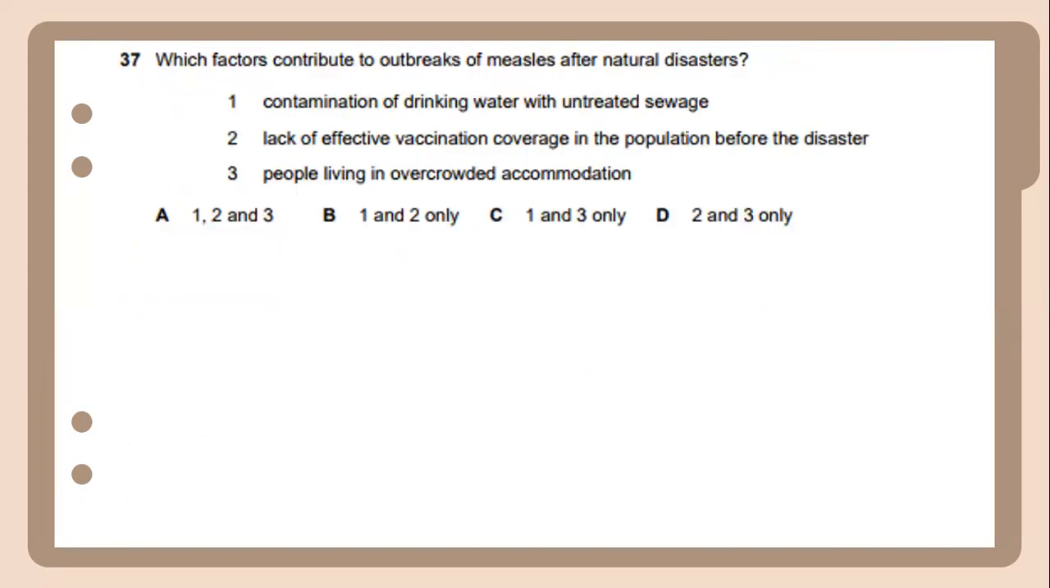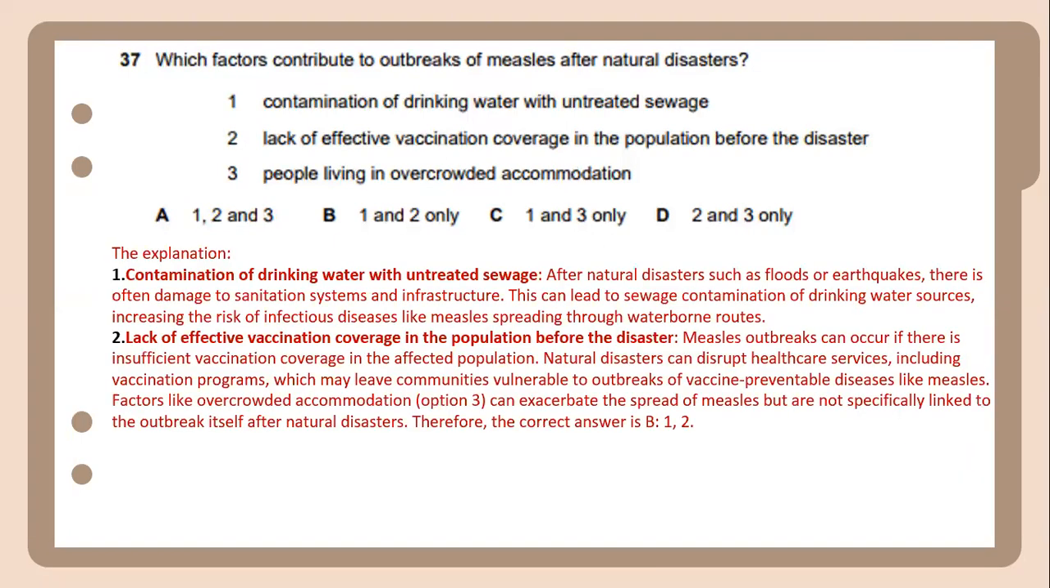Which factors contribute to outbreak of measles after natural disaster? First is contamination of drinking water with untreated sewage. After natural disasters such as flood, earthquake, there is often damage to sanitation system and infrastructure. This can lead to sewage contamination of drinking water sources, increasing the risk of infectious diseases like measles spreading through waterborne routes.